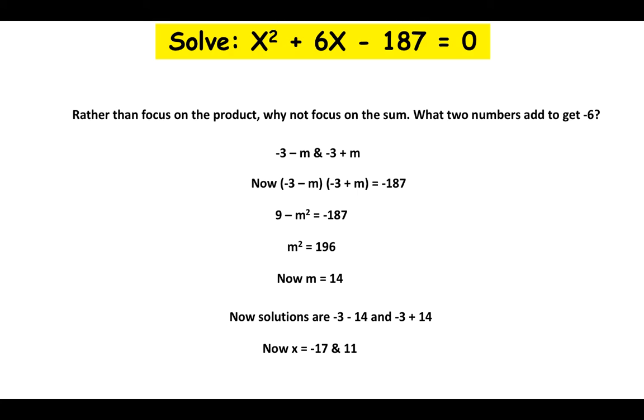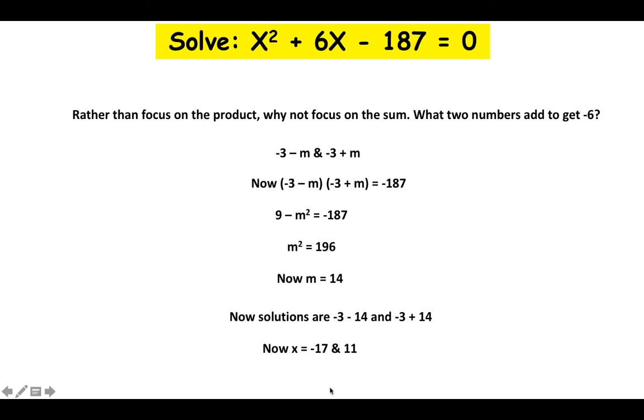Now, people might say, so here when you did the square root, what happened to the minus 14? Now, it doesn't matter if we use m to be 14 or minus 14. I'll show you. If we use m to be minus 14, we'd get minus 3 minus minus 14, which would be minus 3 plus 14, which would still be 11. Minus 3 plus minus 14 is minus 17.